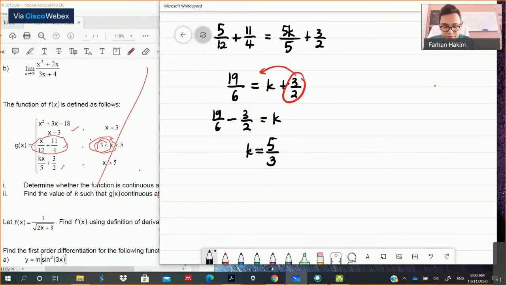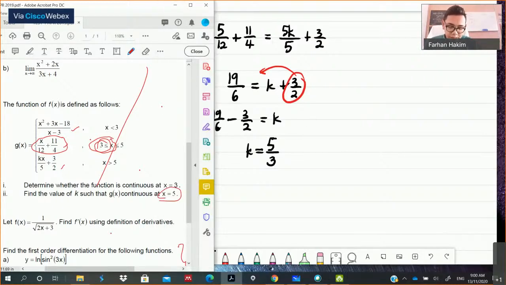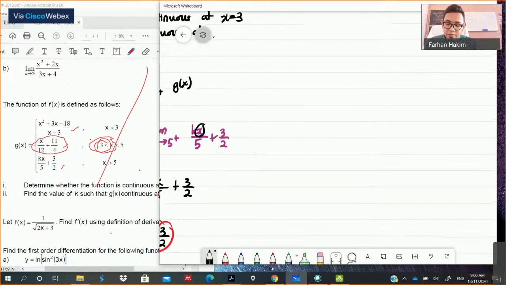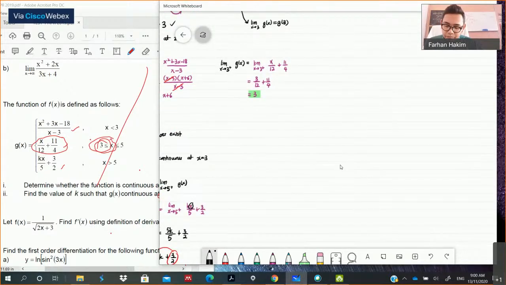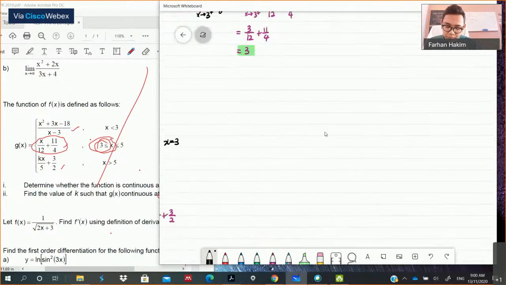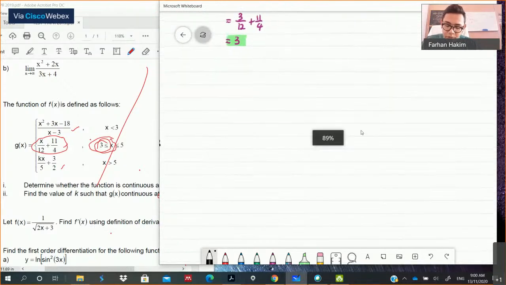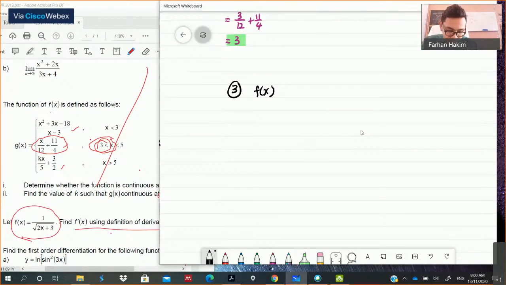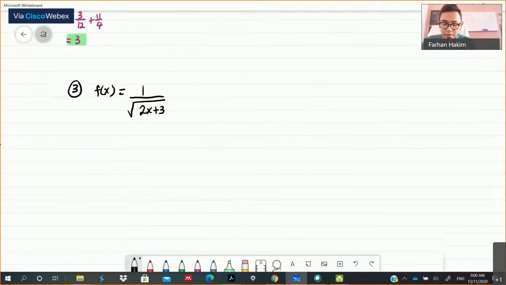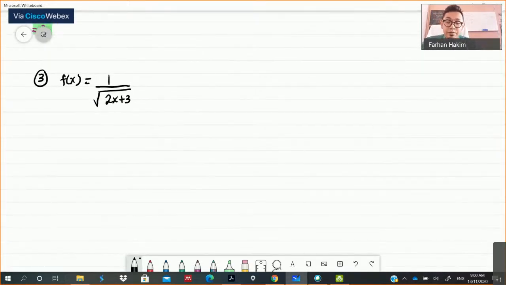All right. So next one, we are going to find the definition of derivative, right? For question number 3, we have to find the derivative of f(x). This is the question. This is a function. We have to use the definition of derivative. f(x) is equal to 1 over the square root of 2x plus 3. So we have to use the definition of derivative.